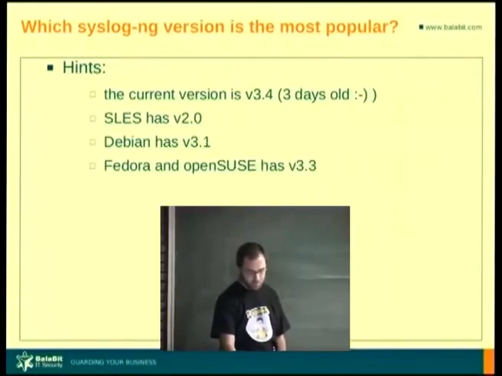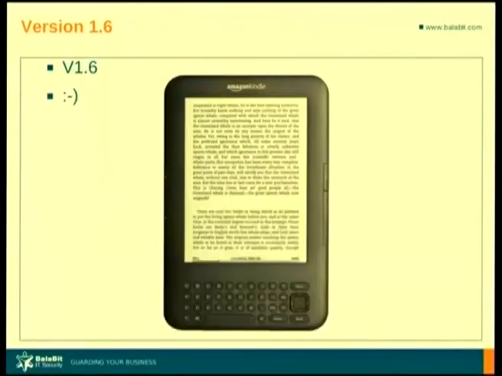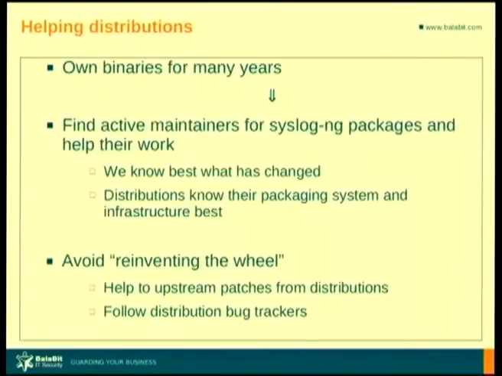The first one was the right answer, and even older. It's version 1.6, as syslog-ng is running on all of the Amazon Kindle devices, so over 50 million installed base of syslog-ng. I guess no distribution can provide this number of installations, even where it's default. So back to more serious topics.